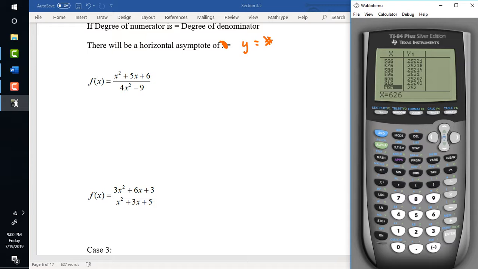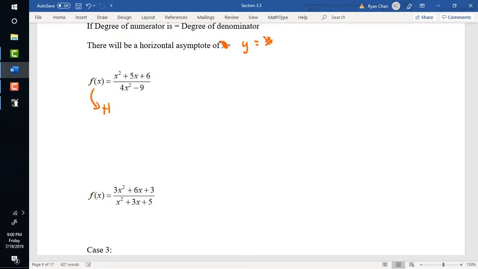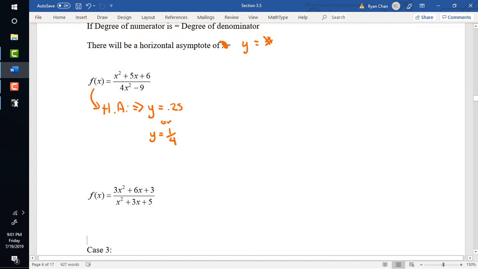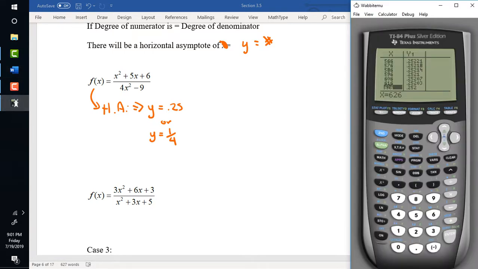So my horizontal asymptote is going to be y is equal to 0.25, or y is equal to 1/4. The same will hold true if I go in the opposite direction. So if I go all the way up, sorry, let's just start at 0. You can see it's starting to get closer and closer to 0.25 as I go the other way.